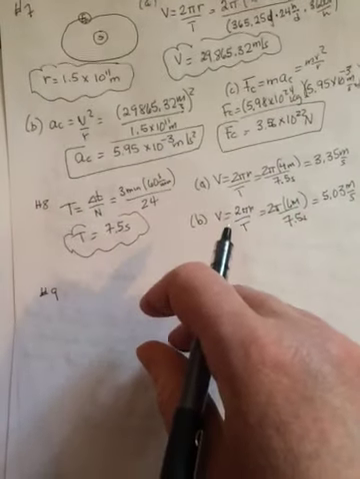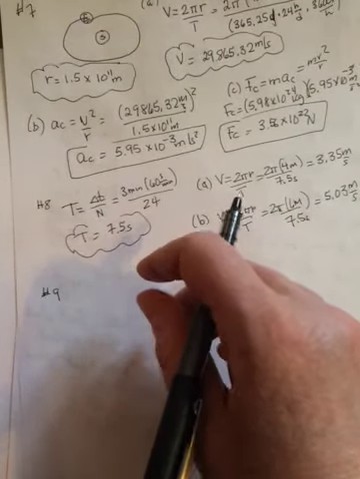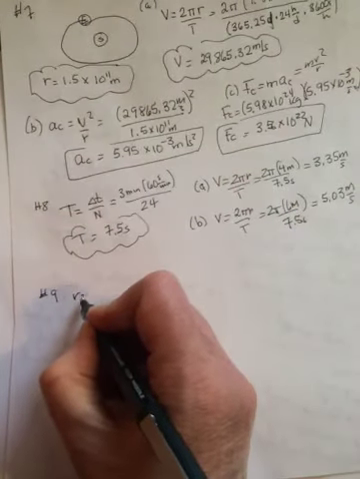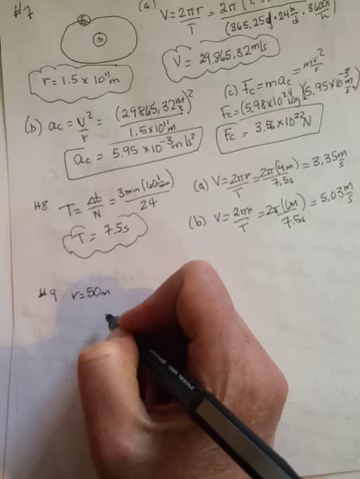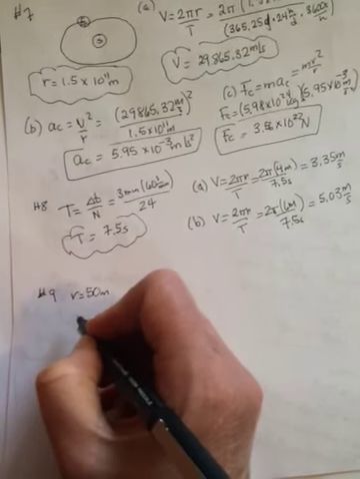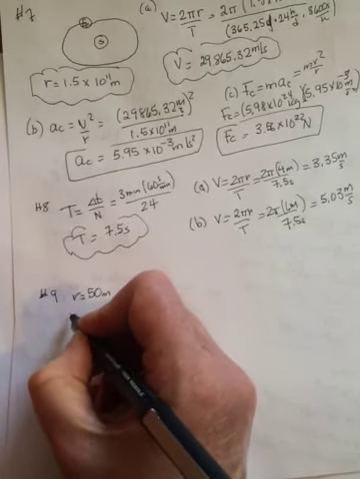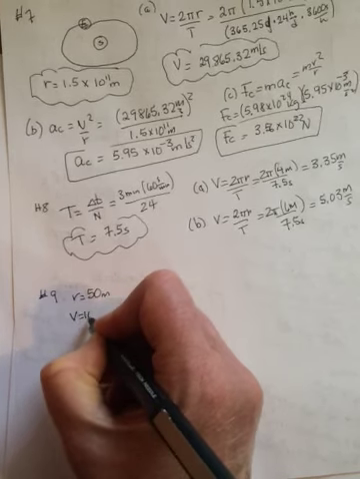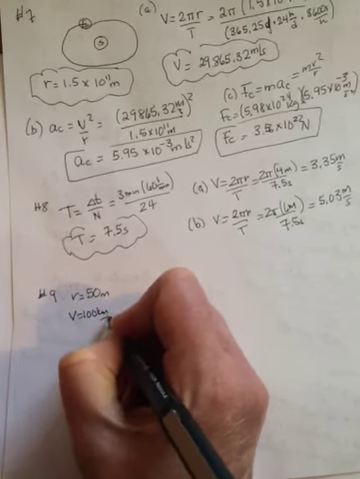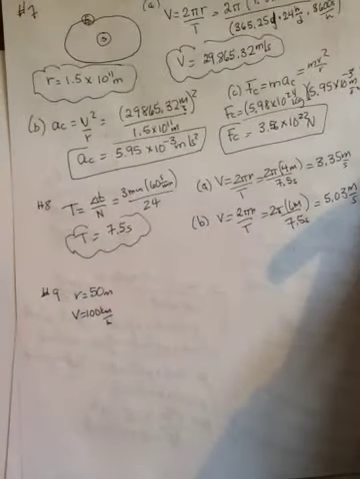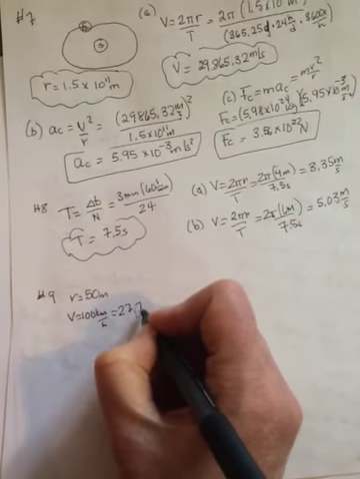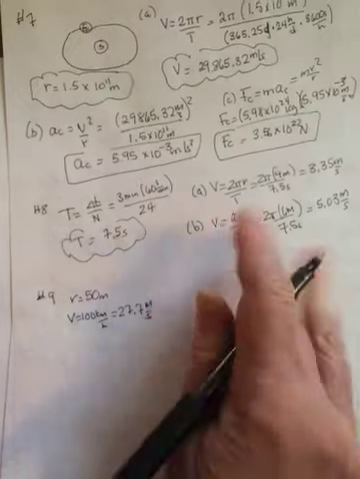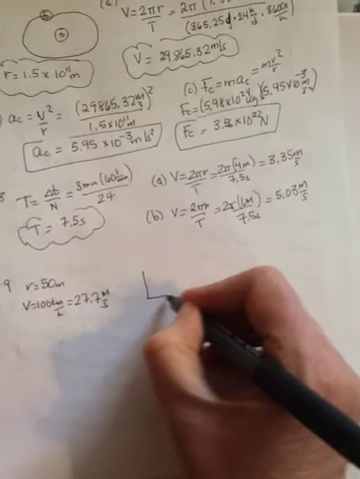All right, number 9 says a stock car travels around a curve that has a radius of 50 meters, so R is 50 meters. What angle must the curve be banked at if the car wants to go around at 100 kilometers per hour? So V is 100 kilometers per hour, and 100 kilometers per hour is 27.7 repeating meters per second. So it's a banked curve.